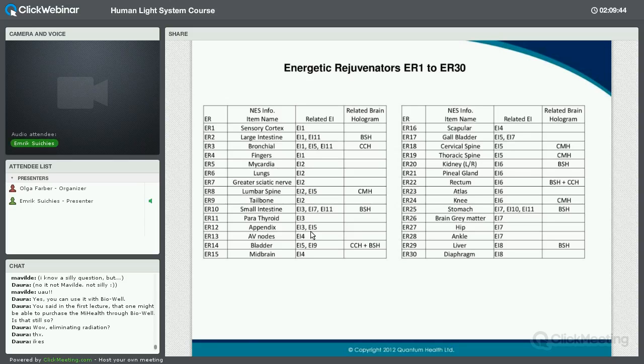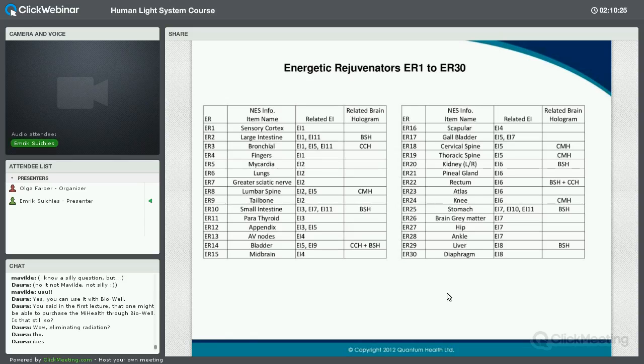And over here you see all the meridians, and over here you see also the related part of the brain. For example, the brainstem hologram, or the cortex hologram, or the cerebral medulla hologram. And so it's not only the meridian which you reset, but it's also the part of the brain which is related to that meridian which you reset. And it's all related to the tissue which is over here and over here.